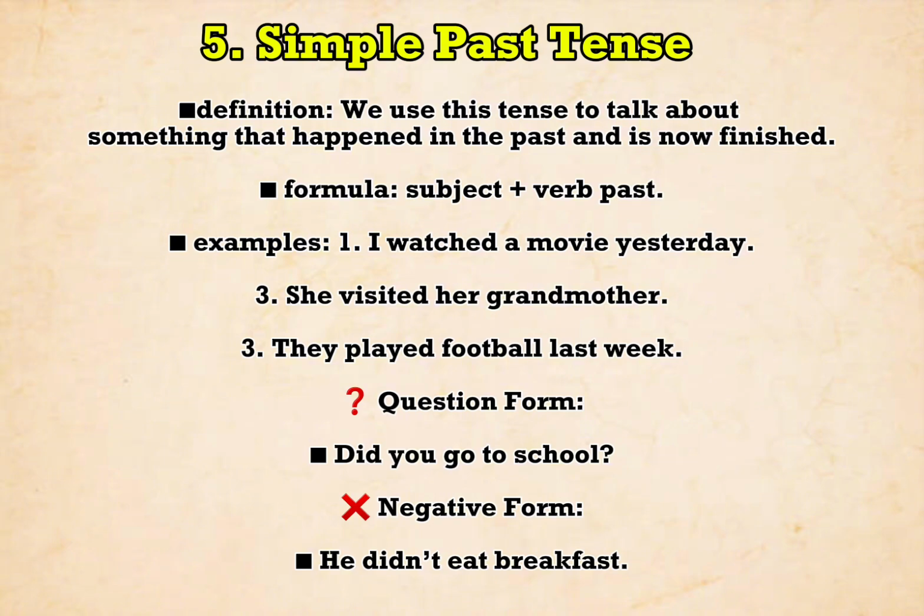Formula: subject + verb past. Examples: 1. I watched a movie yesterday. 2. She visited her grandmother. 3. They played football last week. Question form: Did you go to school? Negative form: He didn't eat breakfast.